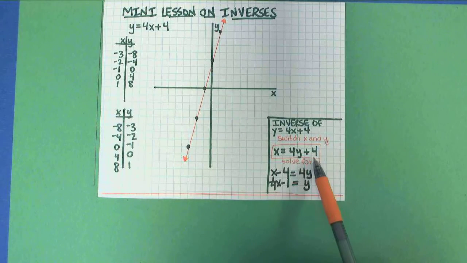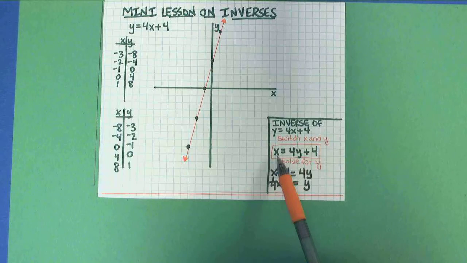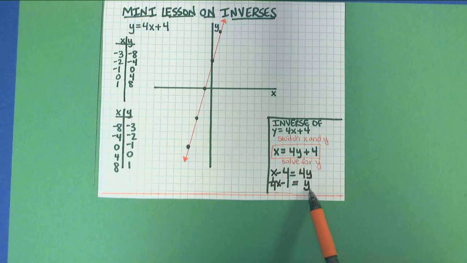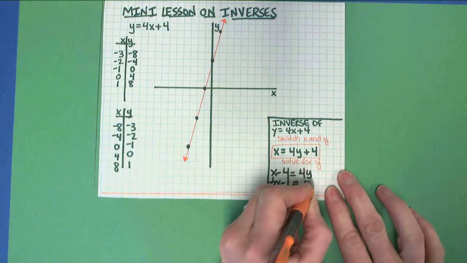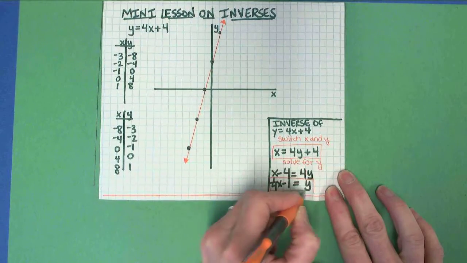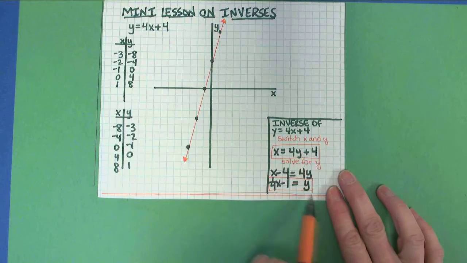So I'm going to subtract this 4 over to the left side, which would give me x minus 4 equals 4y. And then to get y alone, I'll divide each term by 4, which will result in a final answer of y equals 1/4 x minus 1. This is also the inverse of our function. So two different forms of the equation. One solved for x, one solved for y.